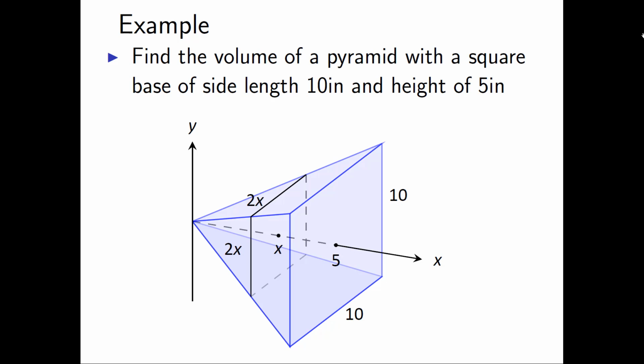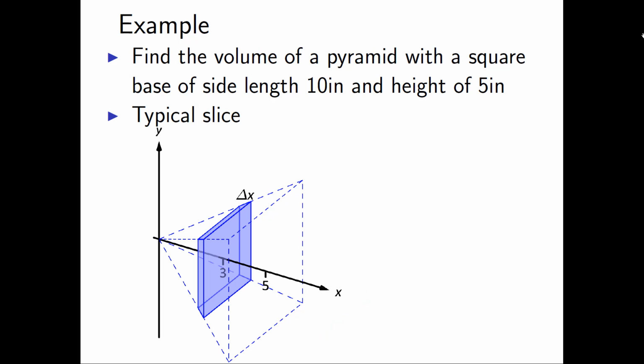Because the length of each side is 10 and the height is 5 at the base, we know that at any point, which we'll call x, along the x-axis, the base of this little square is twice the x value that we're at. So if we're at the point x, the square has side 2x by 2x. That's going to be important as we find these areas. So that's the area.